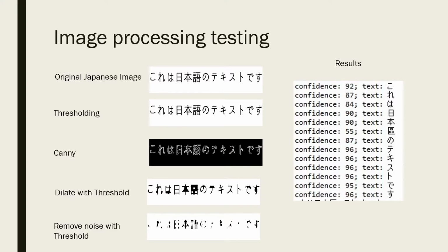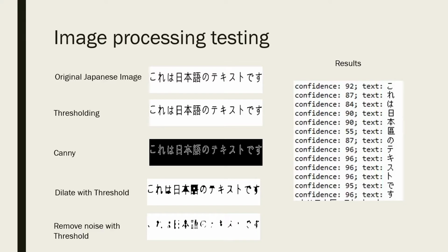I also used Canny, which was more so an edge detection. Then I tried combining a couple things. I tried to dilate with a threshold. I tried to remove the noise and use a threshold. Some of these worked, but as you can see towards the bottom, you can't really understand what's going on there. So I ended up sticking with thresholding.